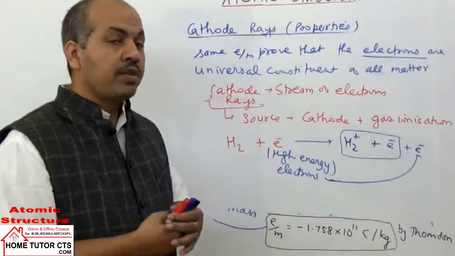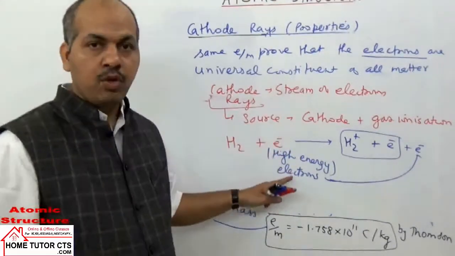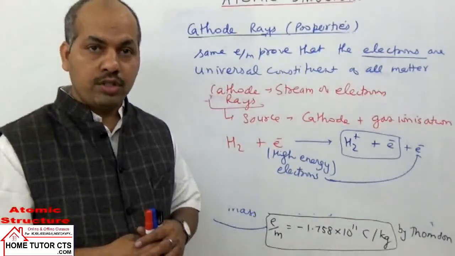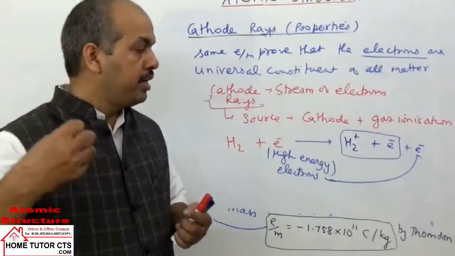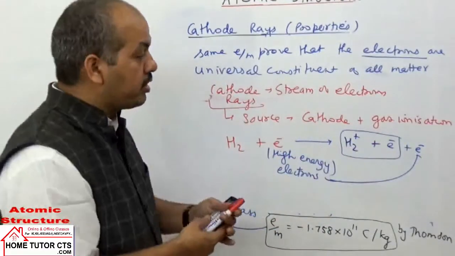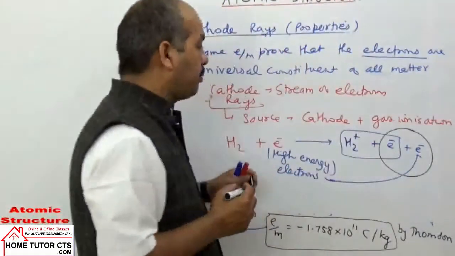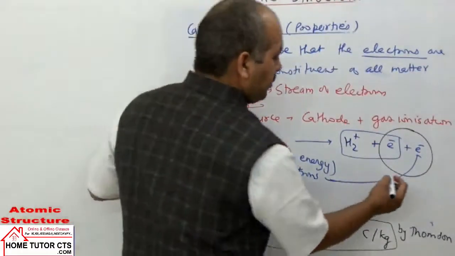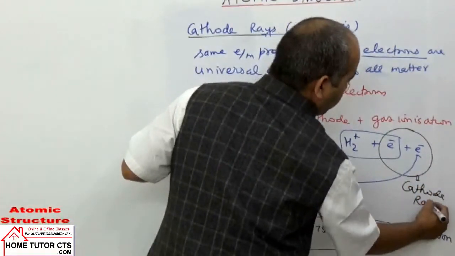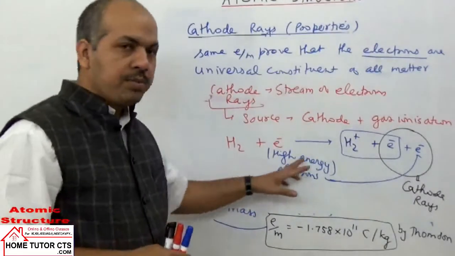Okay, the source can be taken as two. One is the cathode itself, which is providing high energy electrons. These high energy electrons will knock out some more electrons from the gas molecules, and together they will make the electron beam. This electron beam together will make up the cathode rays. So I hope you are getting this point.